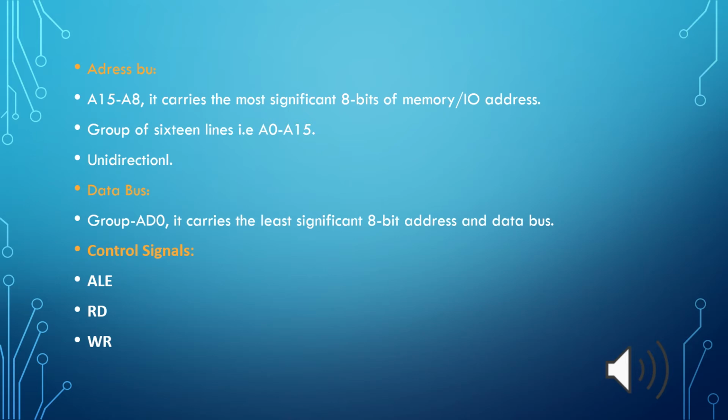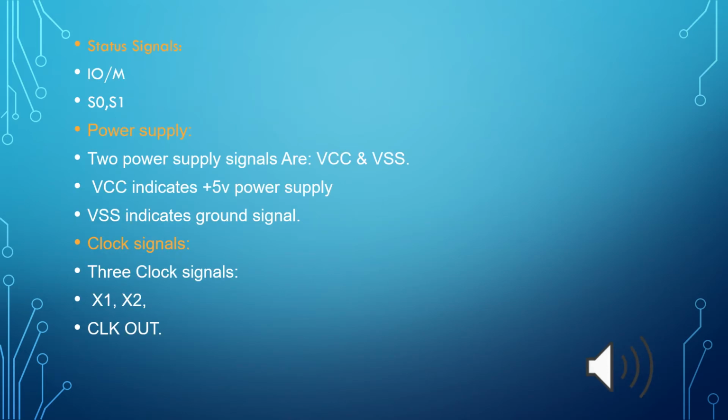location. ALE. It is a positive going pulse generated when a new operation is started by the microprocessor. When the pulse goes high, it indicates address. When the pulse goes down, it indicates data. The 3 status signals are IO/M, S0 and S1.